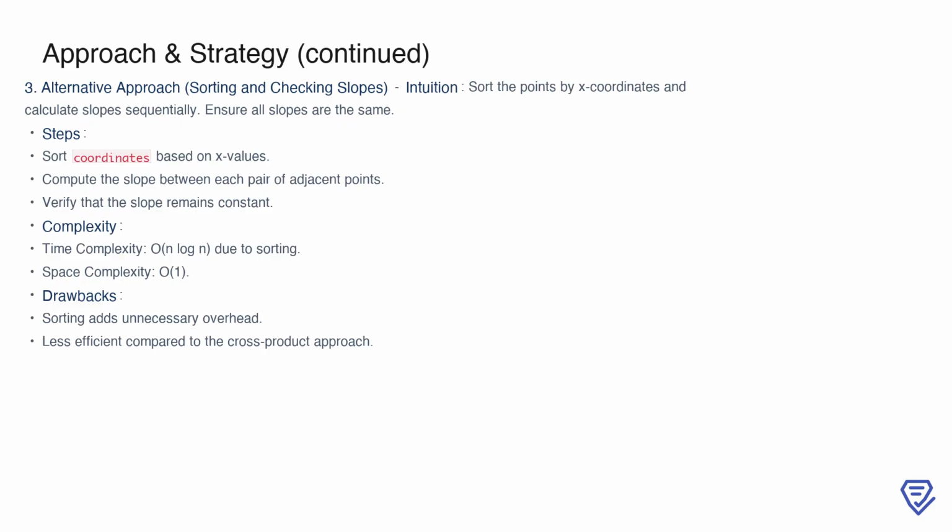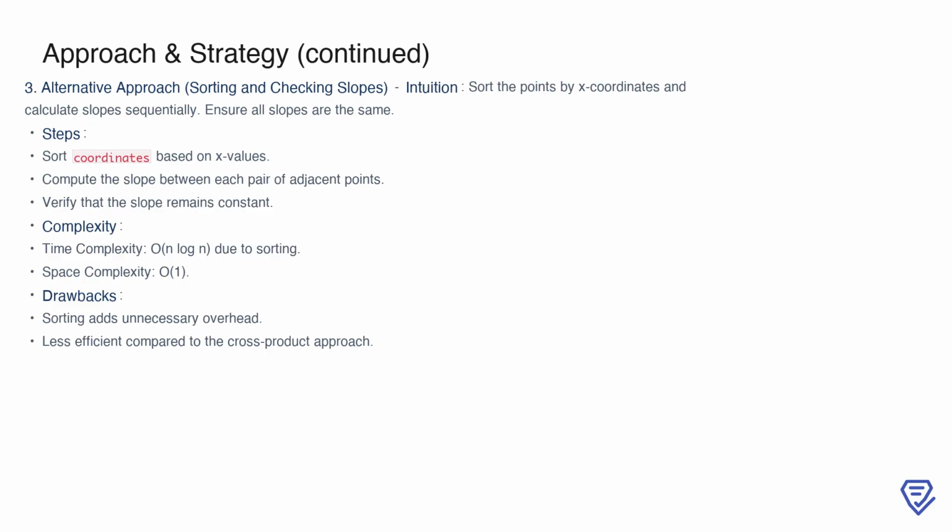The intuition is that, once sorted, the slope between each pair of adjacent points should be the same if the points lie on a straight line. To implement this, we first sort the coordinates array based on x values, then compute the slope for every pair of consecutive points, ensuring that the slope remains constant throughout.